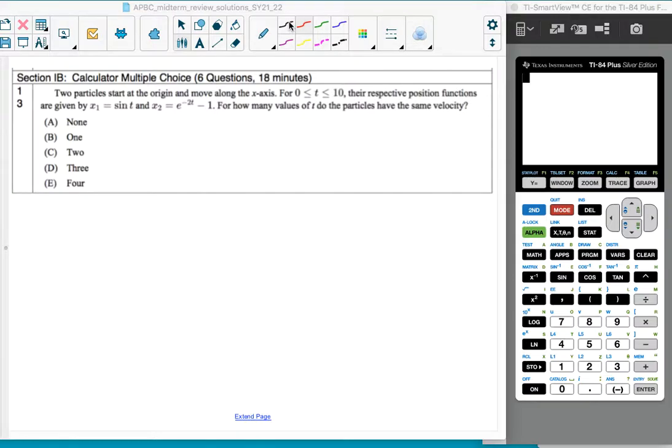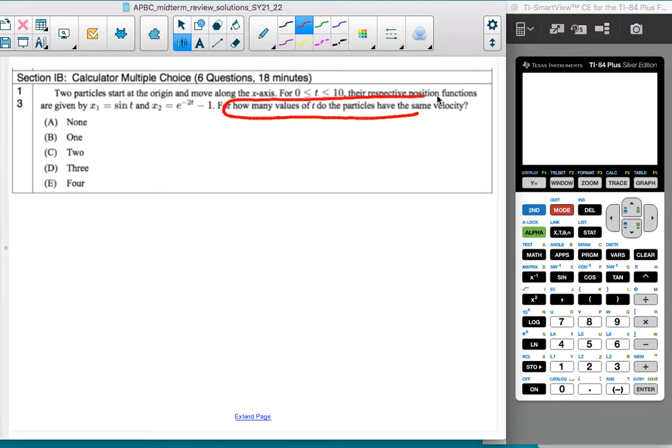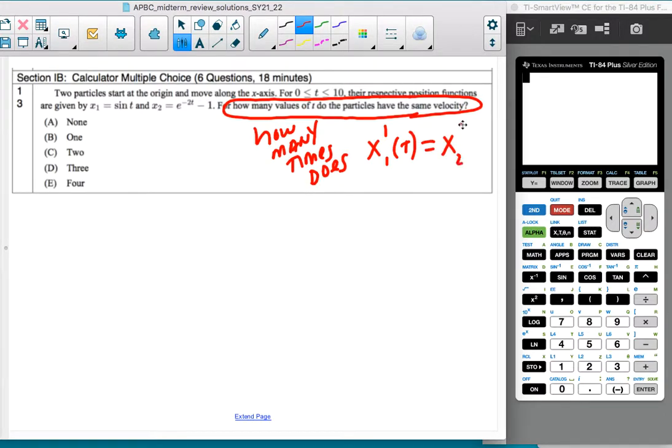Okay, so your job on a calculator section is to translate what this means, right? So what does it mean to have the same velocity? And then your calculator is going to do the work for you. Well, velocity is the derivative of position. So what they're asking is, how many times does x1 prime of t equal x2 prime of t?